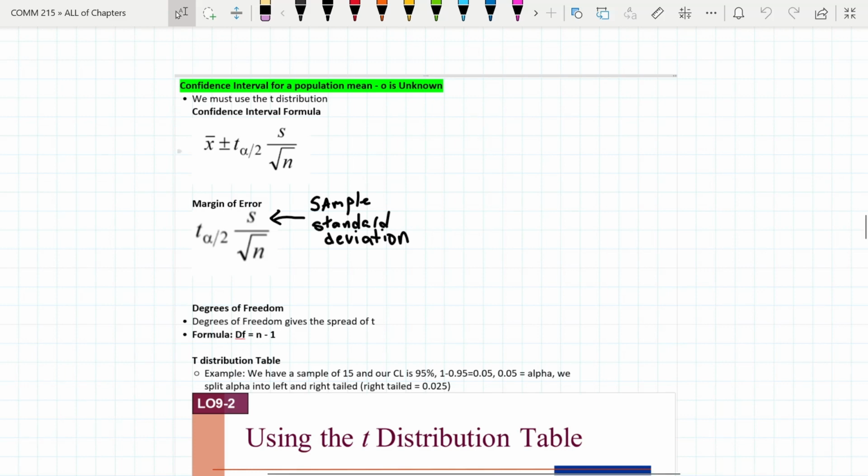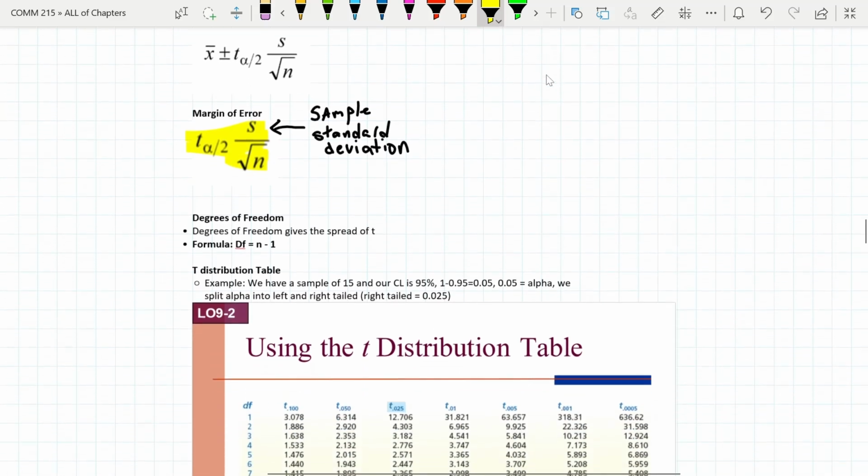So x bar plus or minus t with alpha divided by 2 times s divided by the square root of n. So s is the standard deviation, or sample standard deviation. Just like the other one, the margin of error formula is just the second part of our confidence interval formula. So it's just right here. Let me highlight it for you guys. So right here is our margin of error formula.